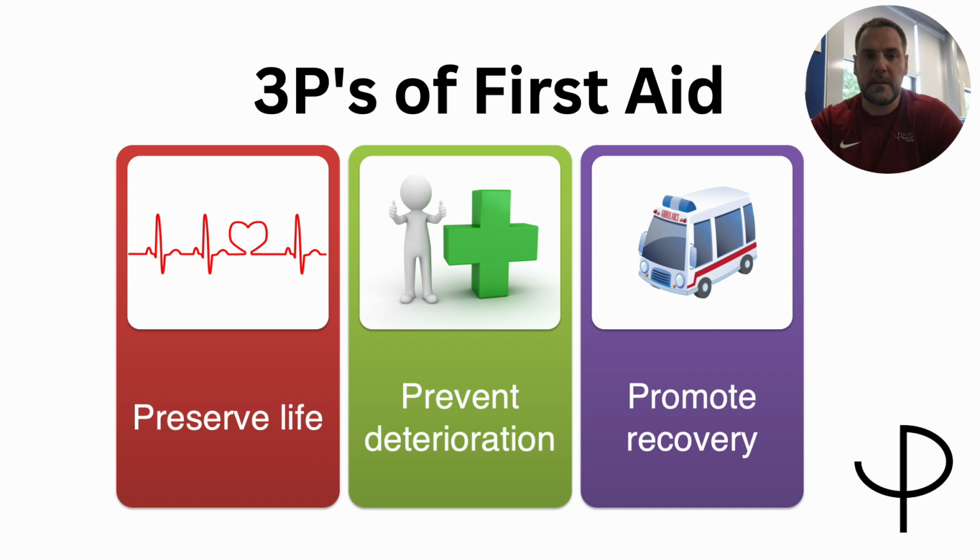In terms of preventing deterioration, that is once we've established that there's no life-threatening conditions in the casualty, then we can assess for other injuries or illnesses that, if we don't do something about, may result in the casualty being in a life-threatening condition in the future. And that will involve us doing what's known as a secondary survey, which we'll go into more detail about later.